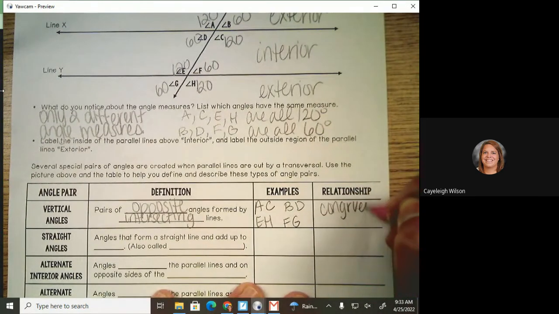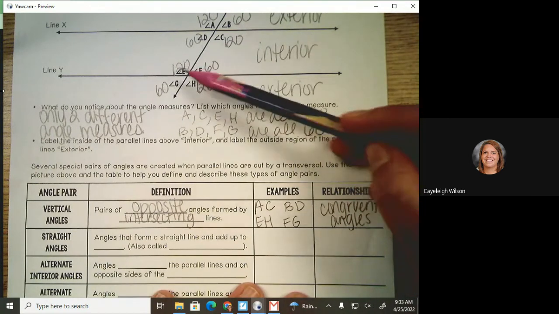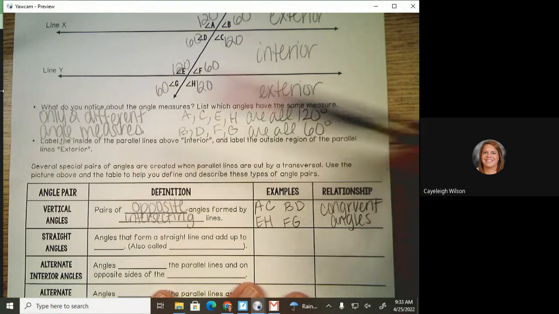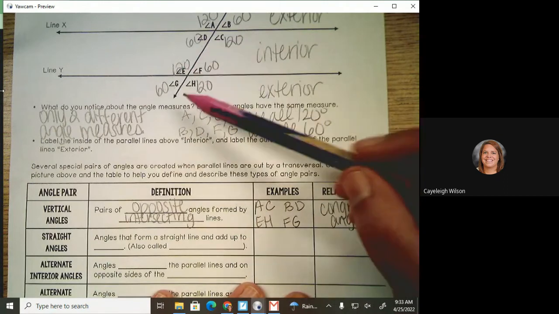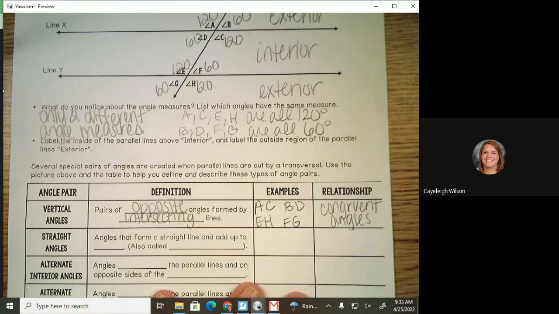The word congruent means same. So if I know that E is 120 and I know that E and H are vertical, then I would automatically know that H was 120. Same thing with G and F. If I know that F is 60 and that F and G are vertical, automatically I know that G is 60.